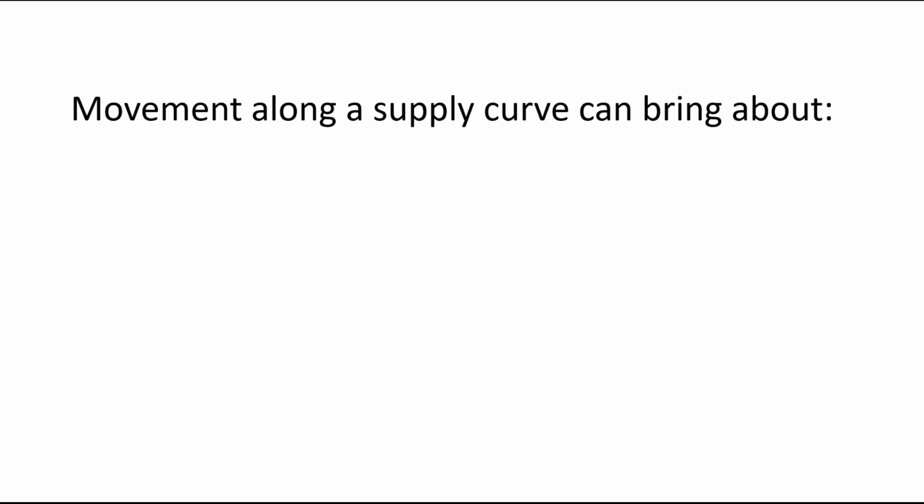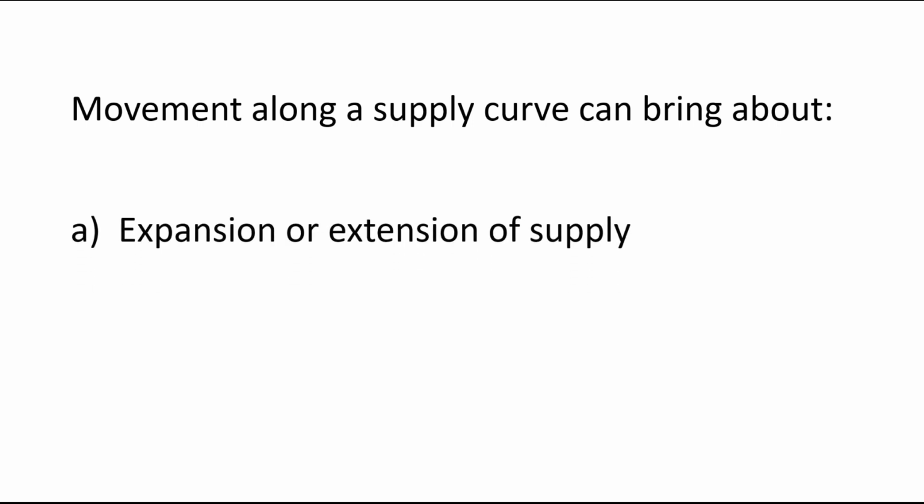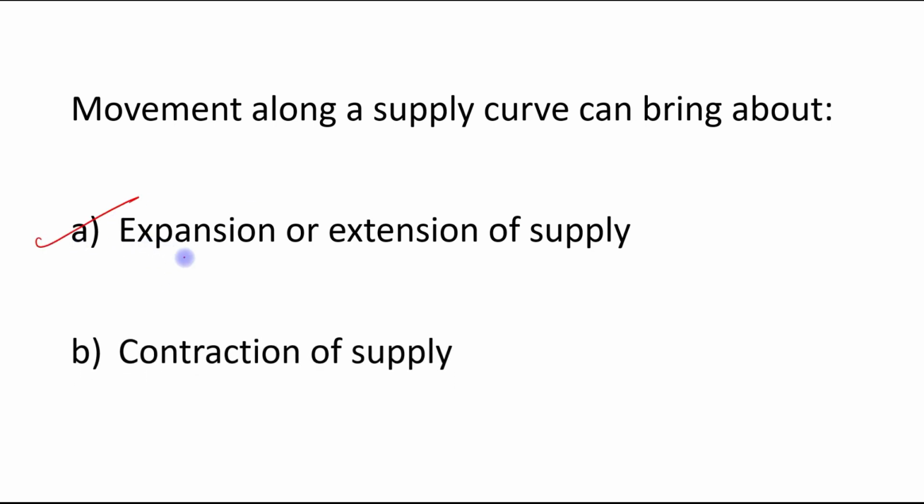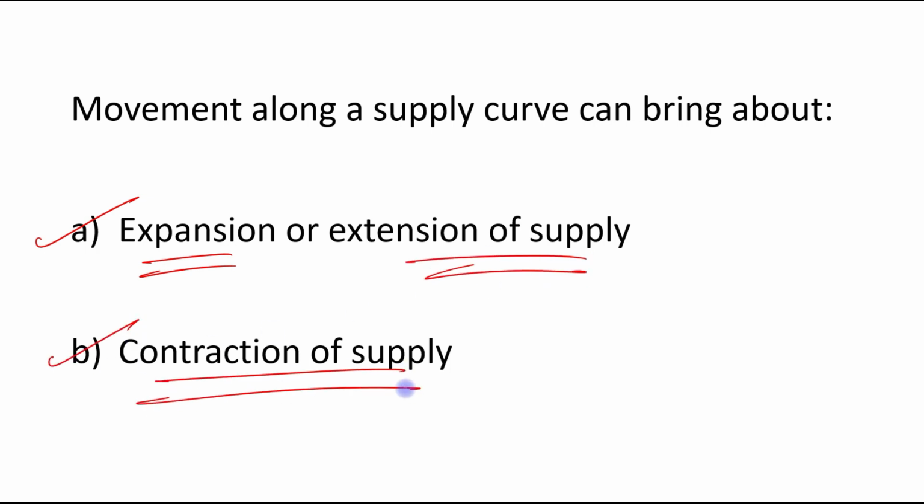Movement along a supply curve can bring about expansion or extension of supply, and the second one is contraction of supply. तो movement के दो केस बनते हैं, पहला expansion और extension of supply, दूसरा contraction of supply.